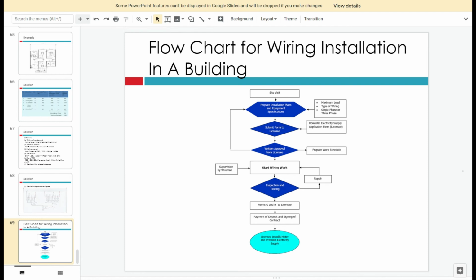Okay, so this is the flow chart for wiring installation in building. Okay, when you get the project from your boss, you have to do the site visit. There are 2 types of meetings that you have to attend. The first one is the client coordination meeting, and the second one is the technical coordination meeting.